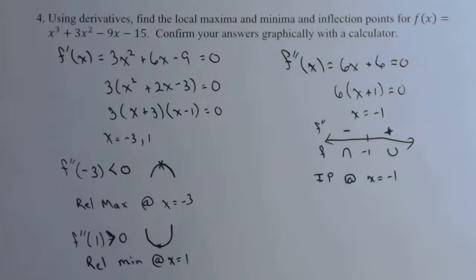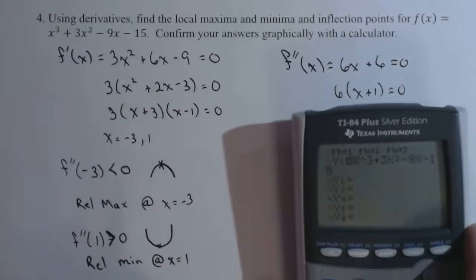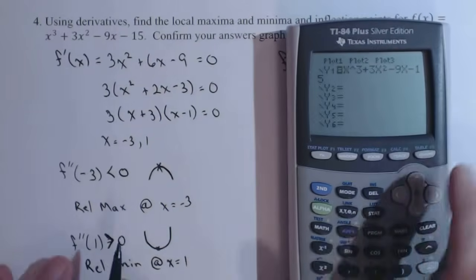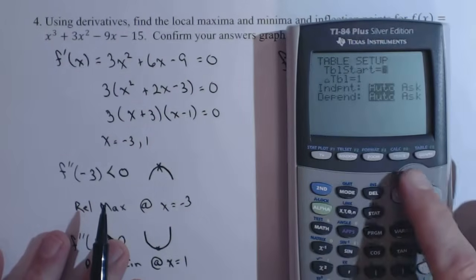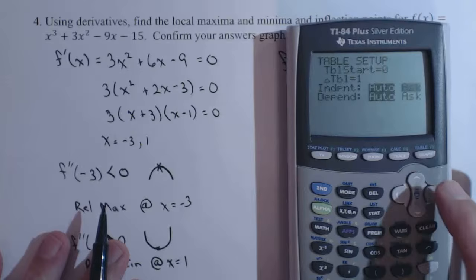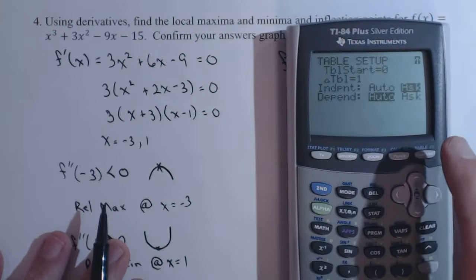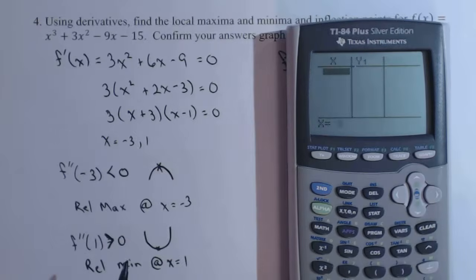Now we need to find these as points, and so what I'm going to do is I'm going to use the calculator to help us out here. And so I've got my function in here, and I have my table. I'm going to change the independent to ask. This is something that you can do to find a few values quickly. And when I go to my table, I needed a value for -3, and 1, and -1, and there are my values.